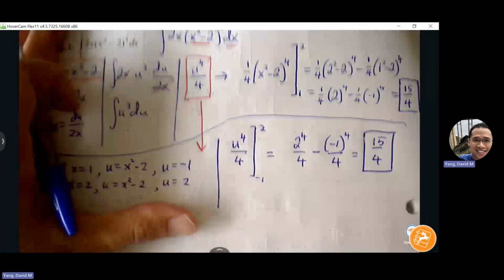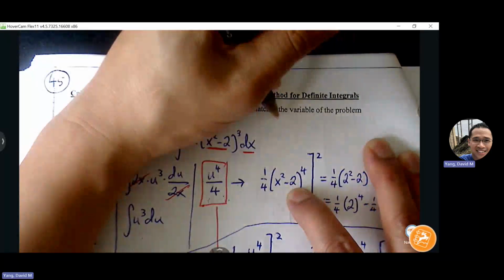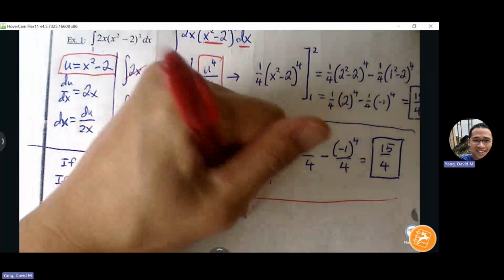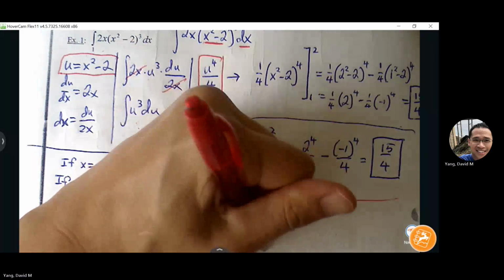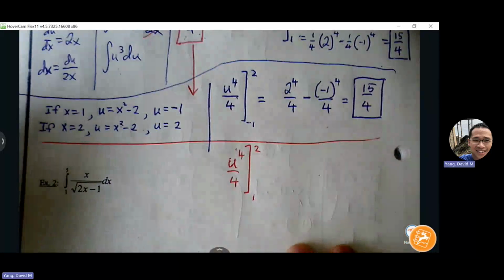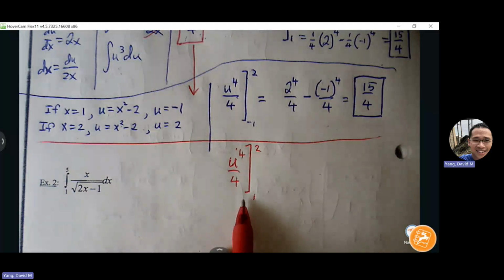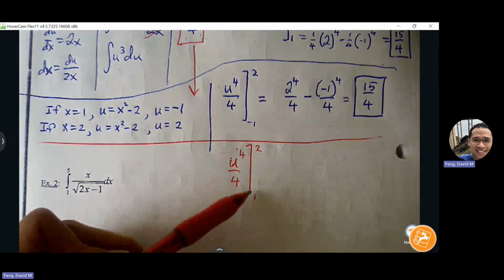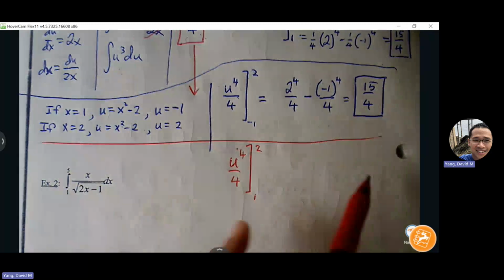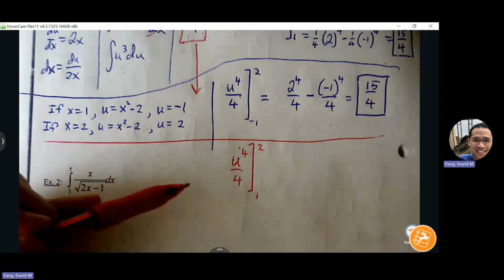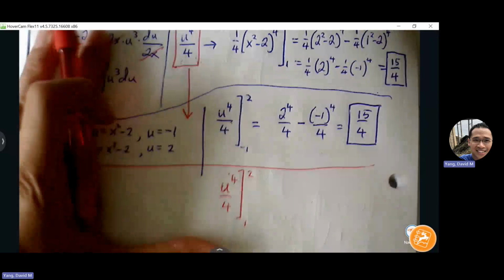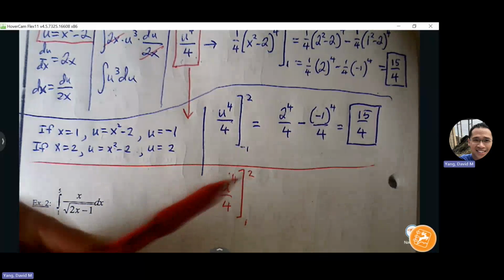Now, one thing that you do not want to do is this. I see some students do this. They find the antiderivative, u to the fourth over 4, and then they do this. I know you're getting the same answer this way, but what's wrong with this approach? There's a mismatch. Your antiderivative is in terms of u, but your bounds are in terms of x. I know in this case it works out, but you either get everything in terms of x, or you get everything in terms of u, but you don't want a mismatch of the u variable here and the x variable there.